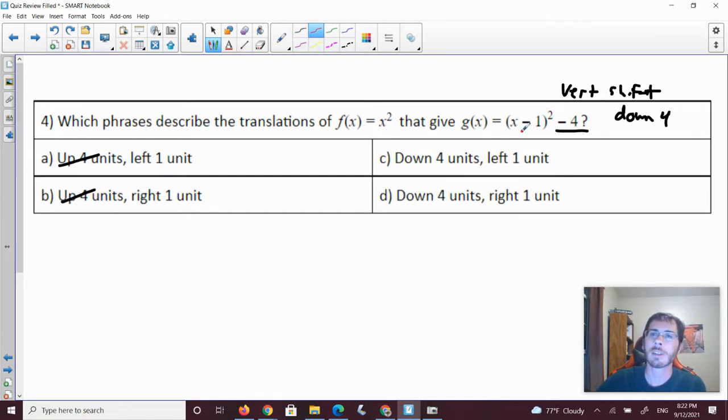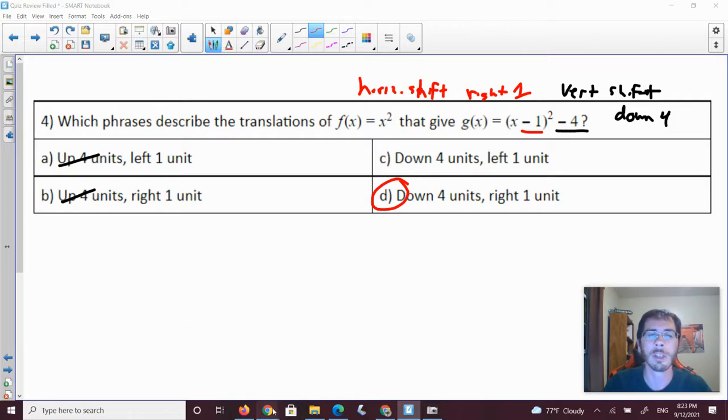Over here, x minus 1 squared. When we're inside the parentheses, we know it's a horizontal shift. We know we want to do the opposite. Since it's a minus sign, that means we want to go to the right. So we're going to go to the right one. I'm pretty happy with D. Again, it's a good one just to double check.